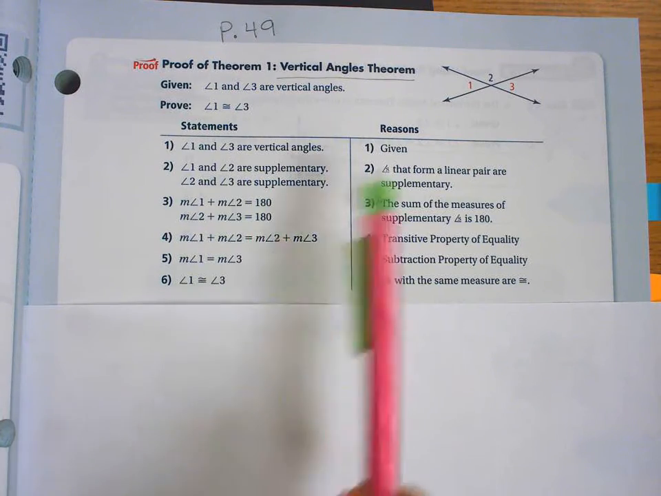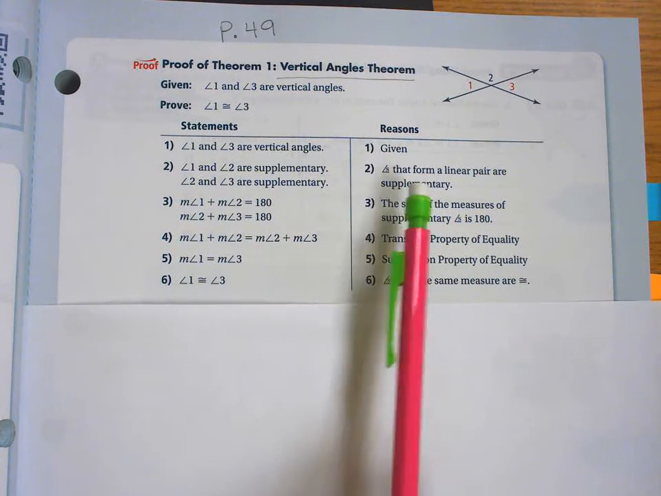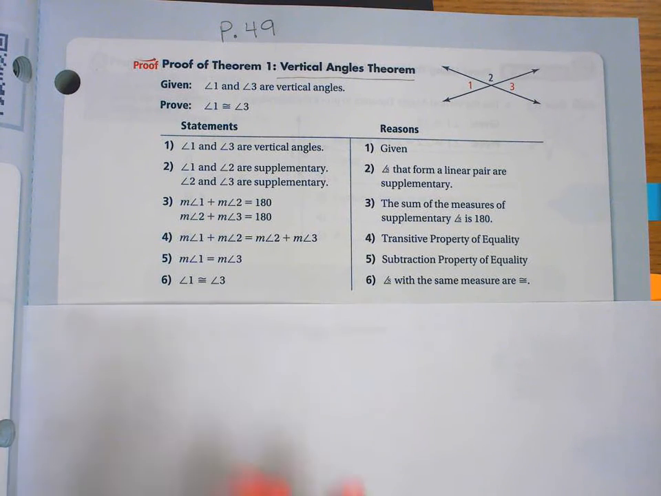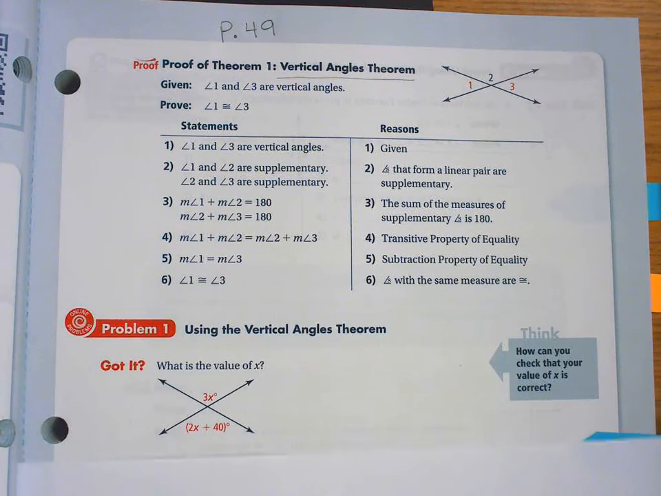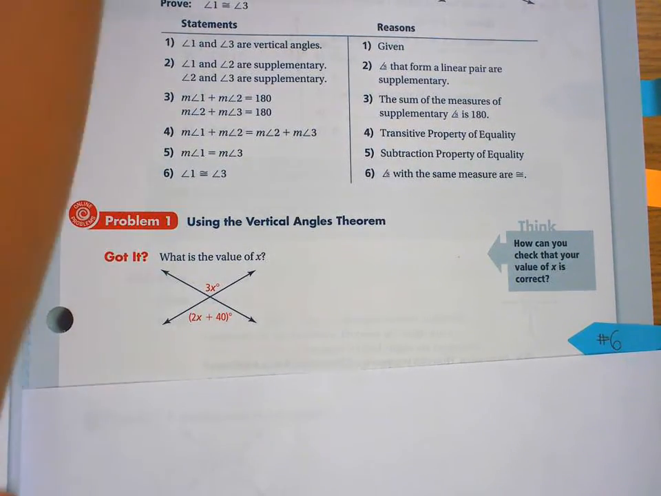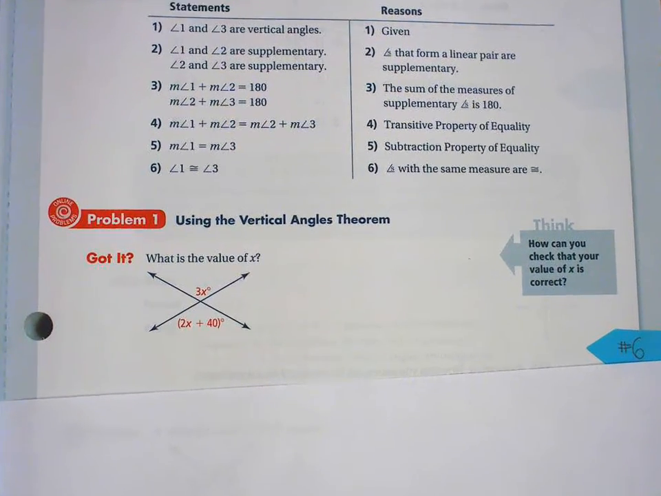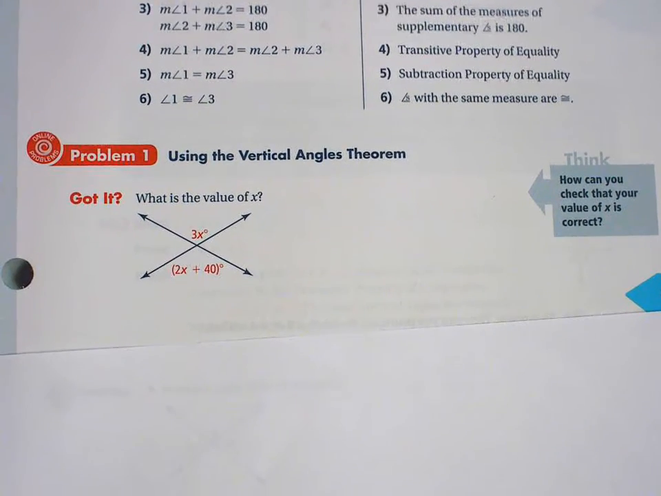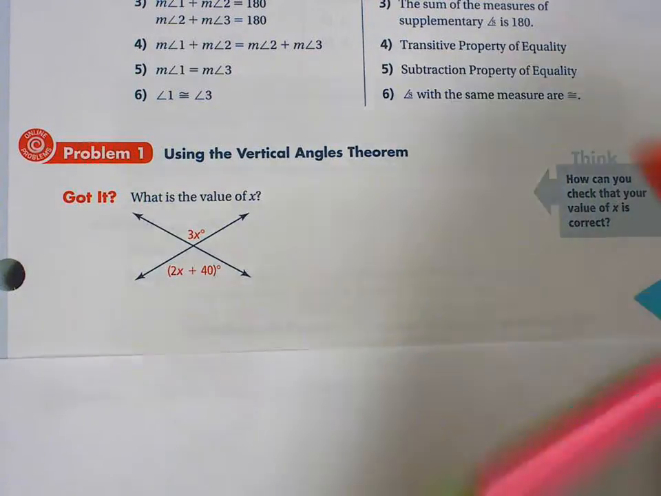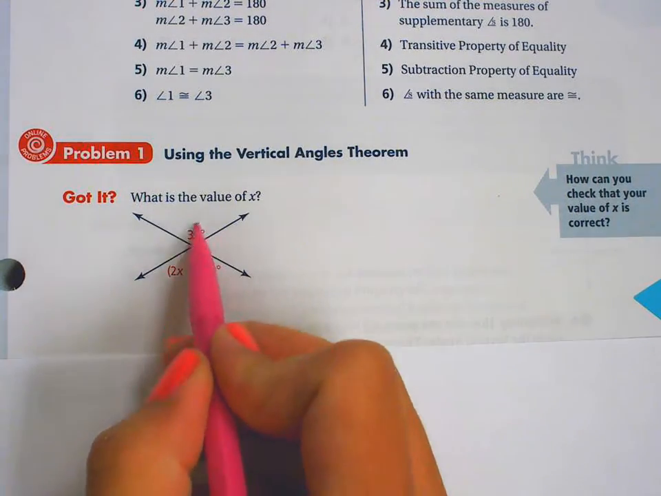So I'm not going to go through it right now, but it is important to see how these different reasons are used. So anyways, we're going to actually just skip and actually solve a problem using the vertical angles theorem. All right, so it's asking what is the value of x, and then I have these two vertical angles.